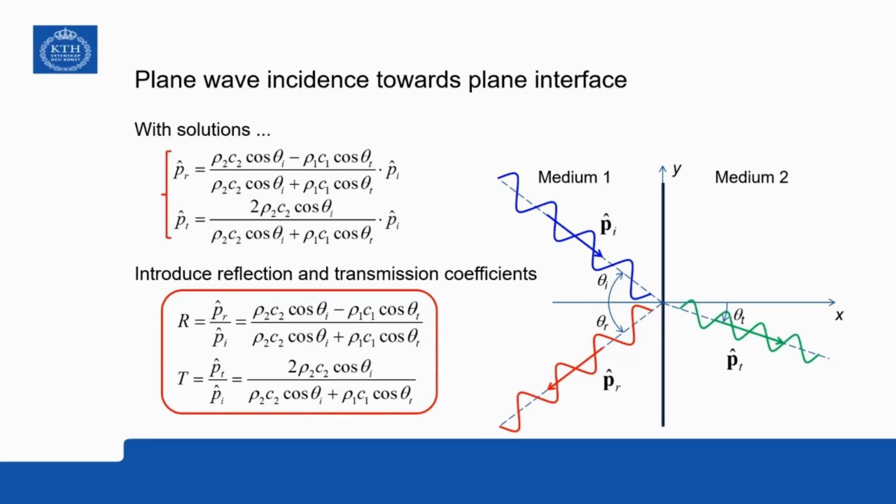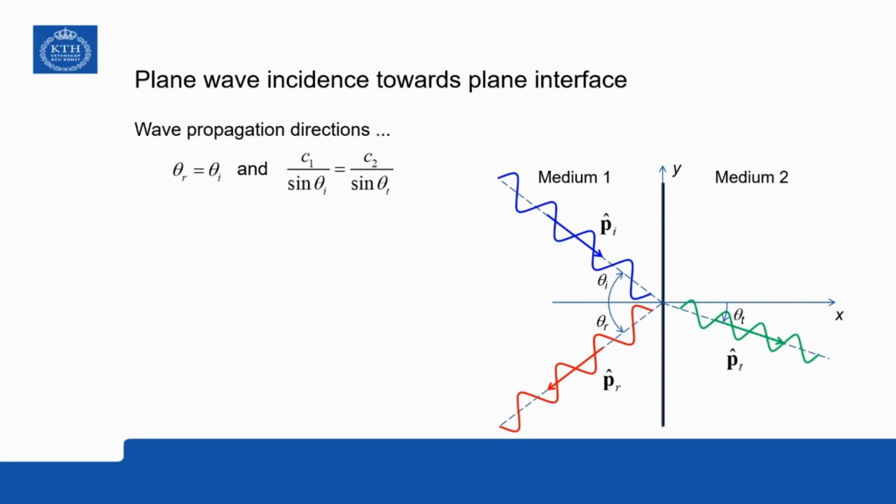You can also introduce reflection and transmission coefficients with respect to particle velocity, but then these are defined as the reflected particle velocity over the amplitude of the incident particle velocity. And then these expressions will change. So remember, these reflection and transmission coefficients are with respect to sound pressure.